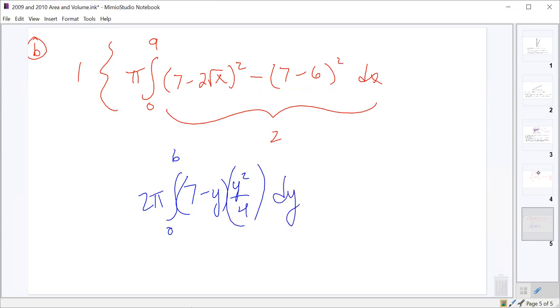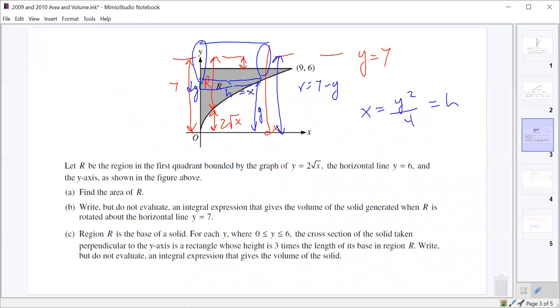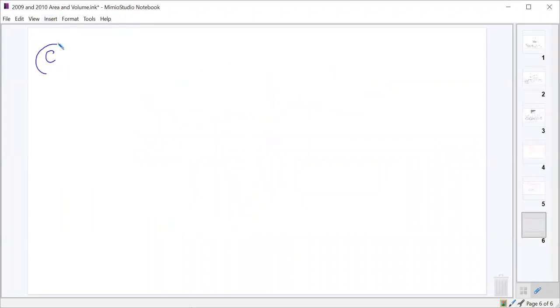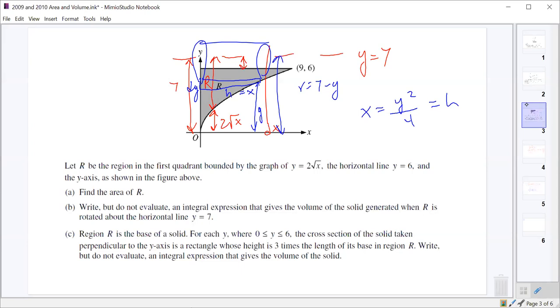dy. So 2 pi, height, and radius. Good or no? Does that make sense if you want to do it with shells? Okay. And part C was asking us, what was it asking us? It was saying that the region was now the base of a solid.